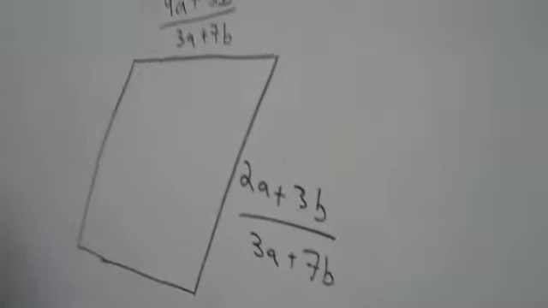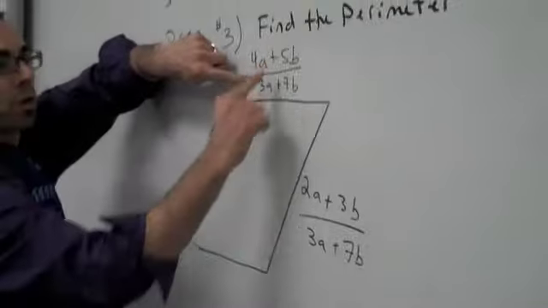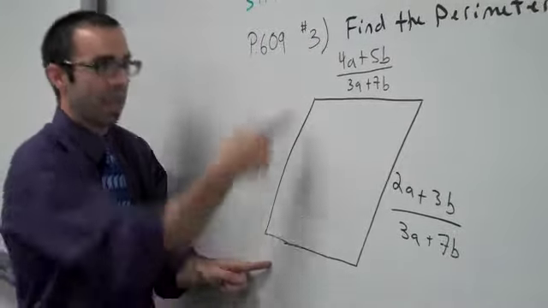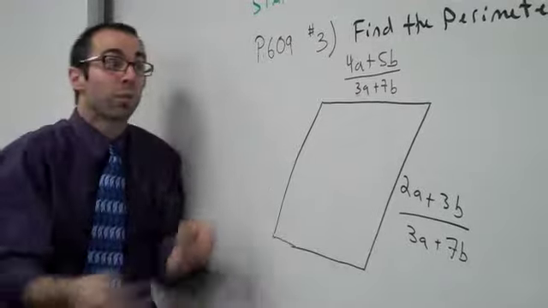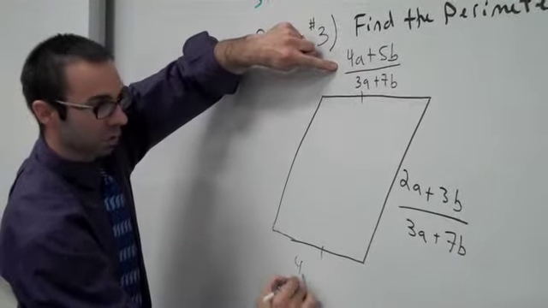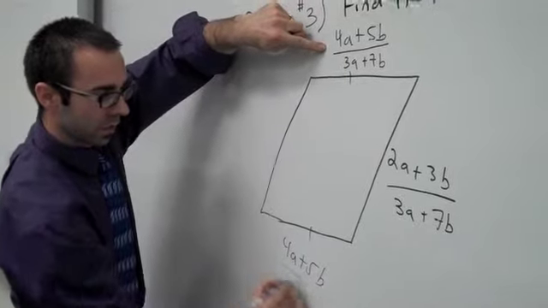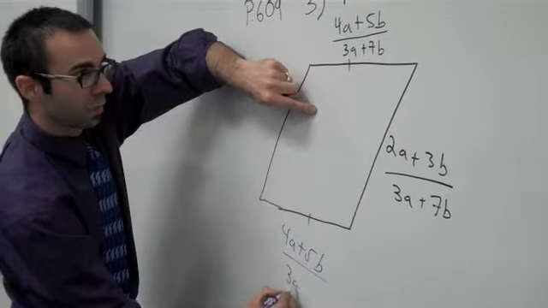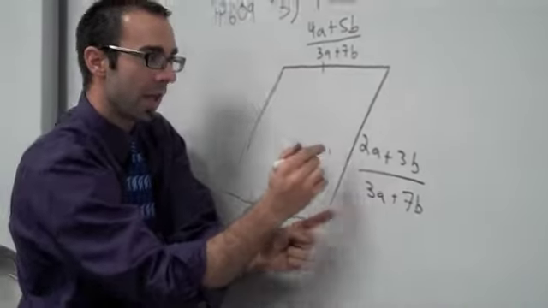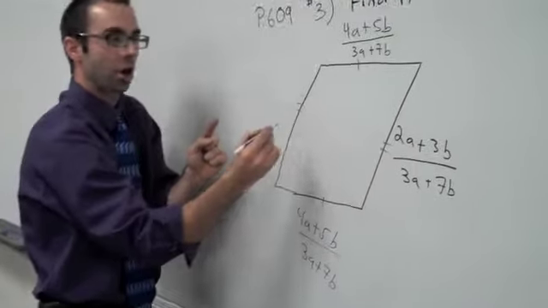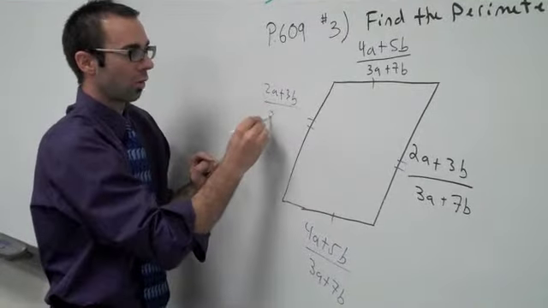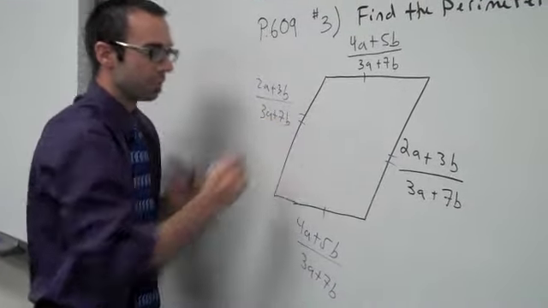Well, check this out. If we want to find the perimeter, that means we're going to add this length and that height, this length and that height. Because it's a rhombus, this side is the same as that side. So I could also label this side as 4a plus 5b all over 3a plus 7b. And if this side is this, then these two lengths are the same, so this would be 3a plus 3b all over 3a plus 7b.